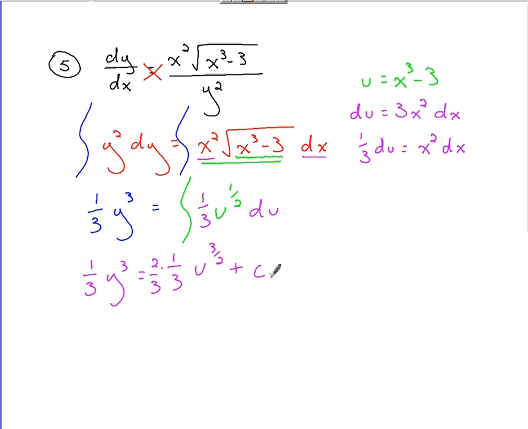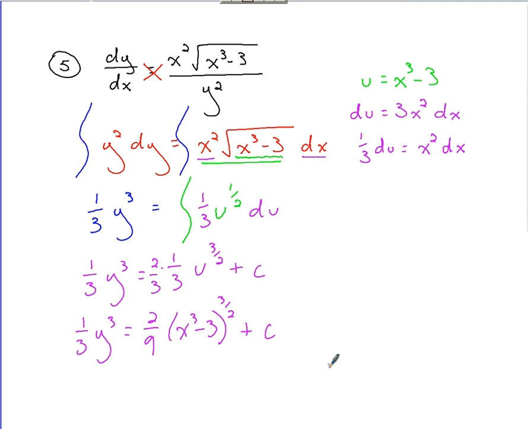And now to clean this up, still got my 1/3 y cubed on the left side. Obviously going to multiply these together, make that 2/9. But we started in terms of x and y. We need to end in terms of x and y. So I'm going to take this u back out, replace it with what we let u equal up here, the x cubed minus 3. That will be raised to the 3/2 power, and then tack on your c.